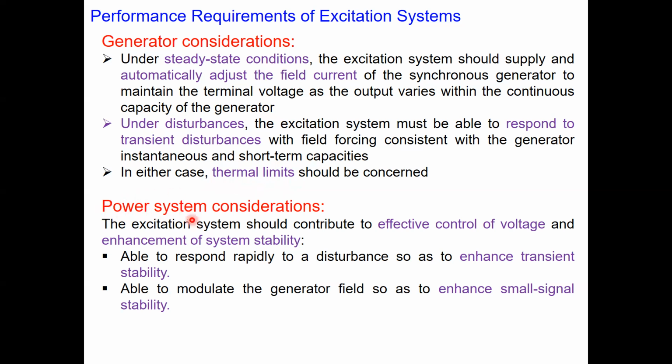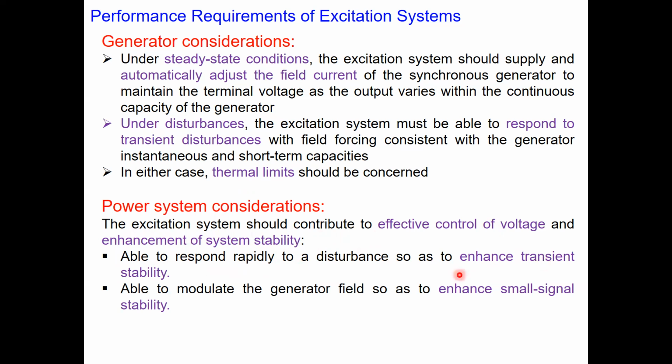Next, when we talk in the perspective of power network operation, the excitation system should contribute, up to some extent, right, to voltage control. So that means it should be effective in controlling the voltage at the generator terminal and thus the bus. And also, most importantly, it should be able to improve the system stability. So the excitation system should be able to respond quickly to disturbances so as to improve the transient stability.